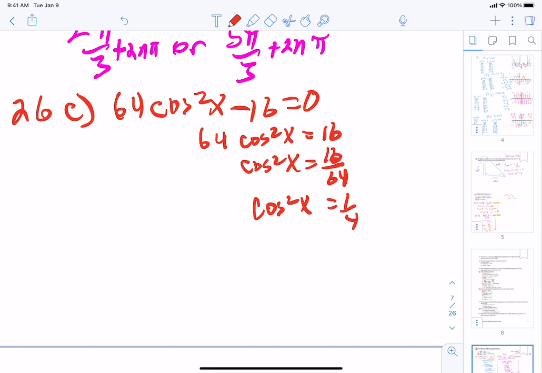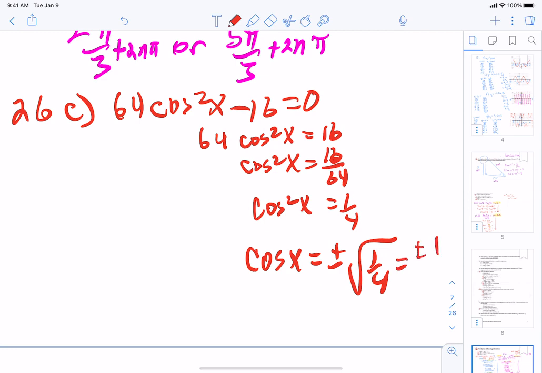Okay. Now, what do we do to get rid of the square? What gets rid of the square? Square root, right? Now, what do you have to put in front of a square root, though? Don't forget that, because that's going to give you more answers. If you forget it, you're going to miss out on some answers. So we're looking at where the cosine of x is plus or minus the square root of 1/4. Now, 1/4 has a perfect square root. Just square root the top, square root the bottom. So the answer is, where is the cosine plus or minus a half?